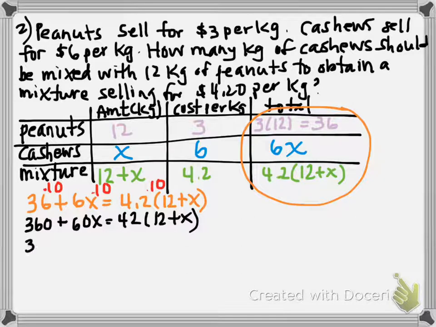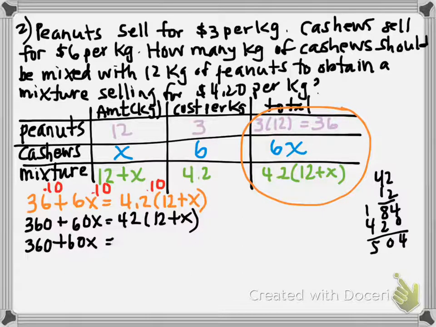So then I distribute, and I don't know what 42 times 12 is, so I just do it off to the side. And what you are never going to see me do is erase my work, which I don't know why some of you think you need to. It doesn't make it neater, it makes me confused how you got your answer, plus 42x.